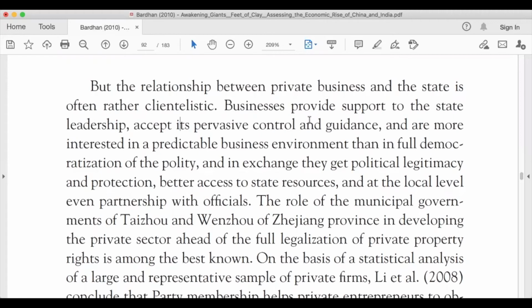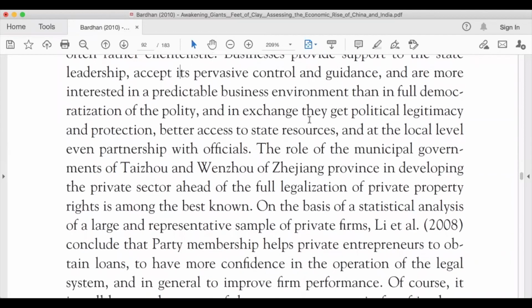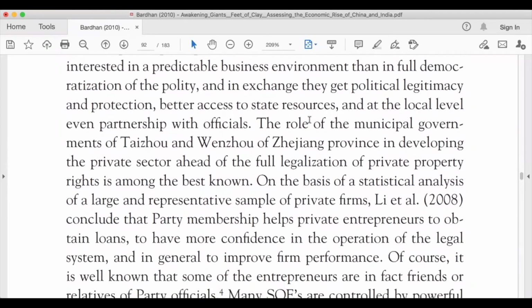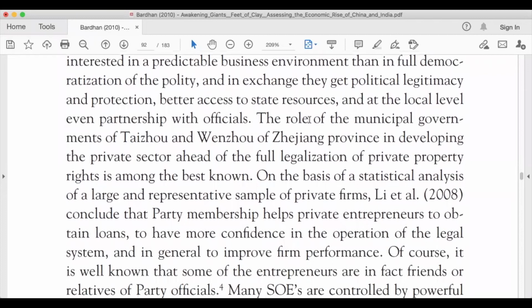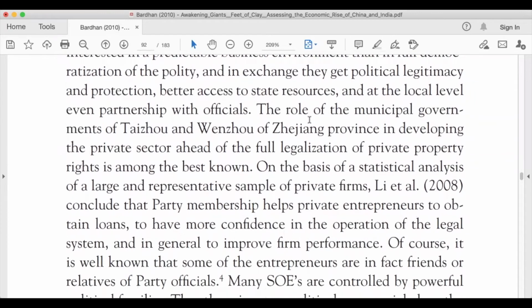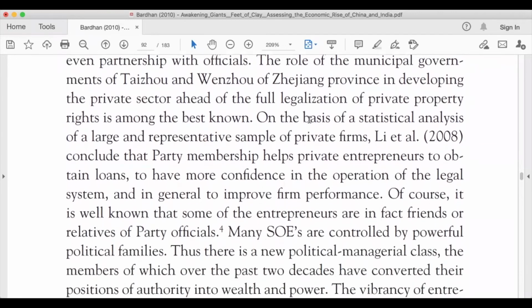Businesses provide support to the state leadership, accept its pervasive control and guidance, and are more interested in a predictable business environment than in full democratization of the polity. And in exchange, they get political legitimacy and protection, better access to state resources, and at the local level, even partnership with officials. The role of the municipal governments of Taizhou and Wenzhou of Zhejiang province in developing the private sector ahead of the full legalization of private property rights is among the best known.